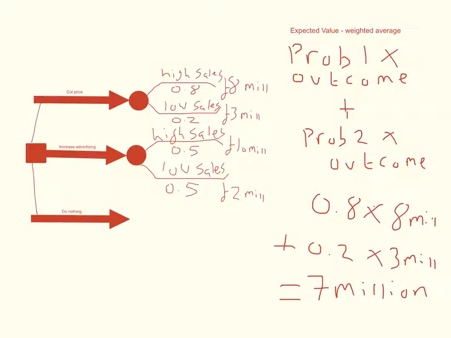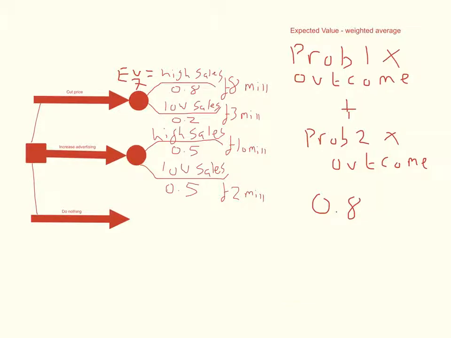The expected value should be recorded above the circle. So above this circle here we can put in EV equals 7 million. So why don't we have a go at calculating the expected value now for the second option. So we can clear this bit here, and then we can start again.